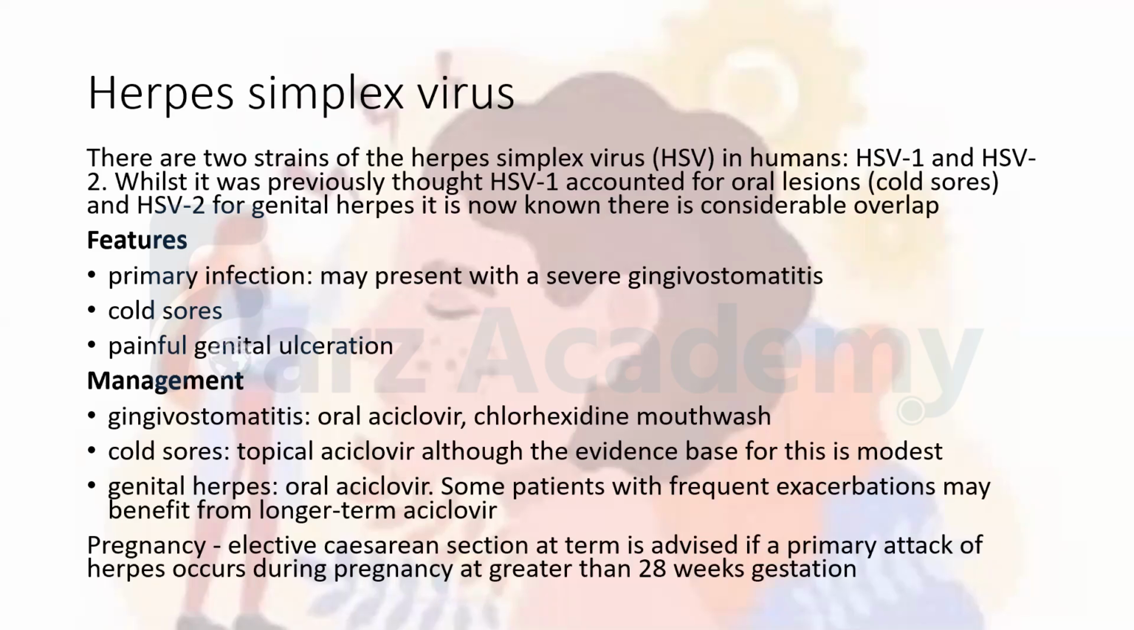And some patients with low immunity, for example, if they're on immunosuppressants or if they're diabetic or if they are exposed to patients with herpes, they can have recurrent infections with herpes. So they will have to be taking long-term acyclovir. So, if in a pregnant patient you find out that the patient is having herpes, elective cesarean section at term is advised if a primary attack of herpes occurs during pregnancy, if it is more than 28 weeks of gestation. Okay.